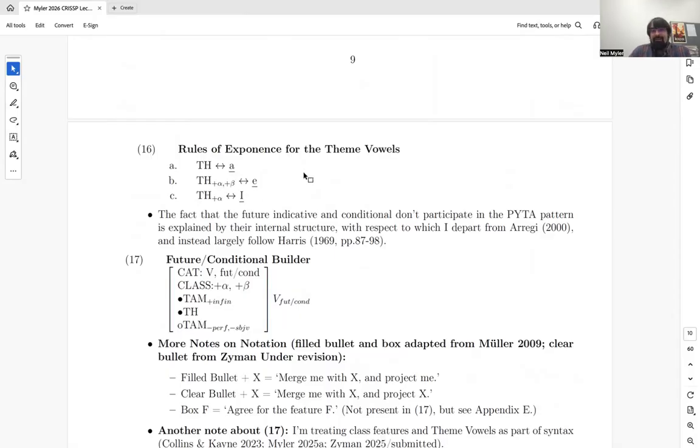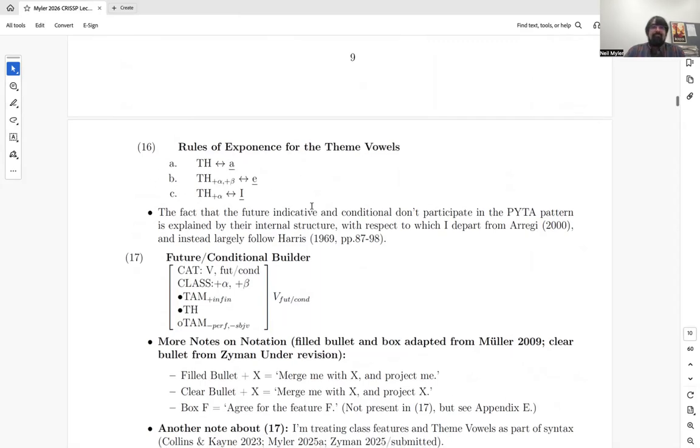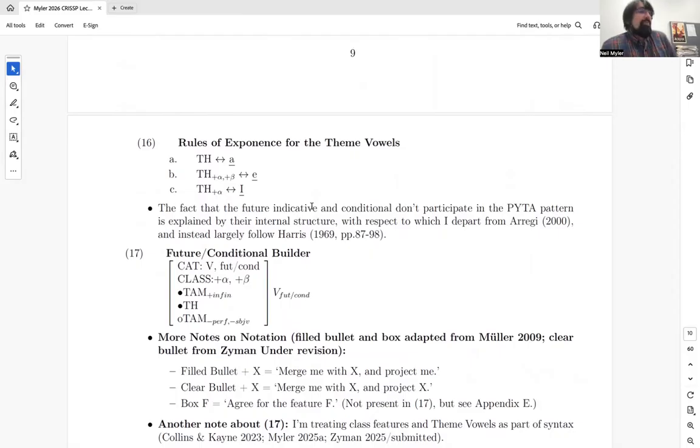Now, in an environment which is plus alpha and plus beta, Rule 16b will win because it's more specific than Rule 16c. So Panini's principle guarantees that 16b will win then. If an environment has plus alpha, but it doesn't have plus beta, then Rule 16b will be overspecified, will not be able to apply, and then 16c will win, right? Now, so we've dealt with the fact that the imperfect indicative doesn't participate in the PYTA pattern using the impoverishment rule back in 15.